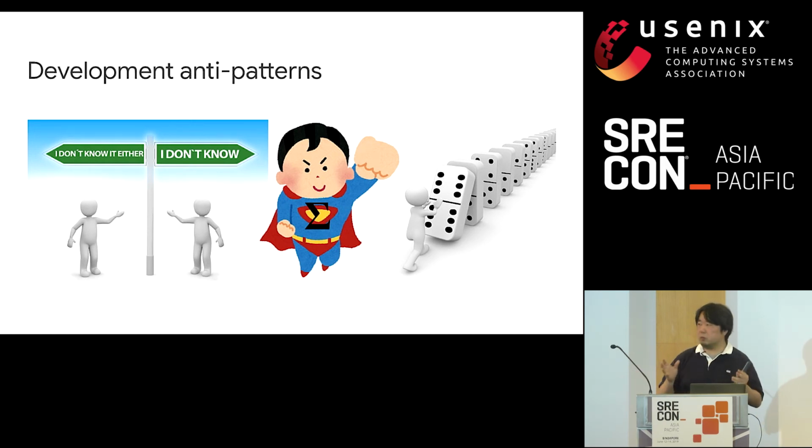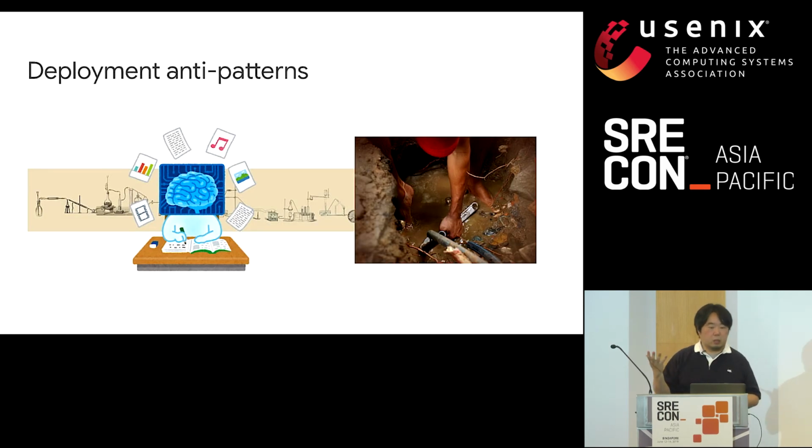And you have to be careful about CACE, change anything, change everything, because it's a special behavior you can see only in the machine learning system. In the deployment phase, you have to avoid those emergency programming done by the data scientists. So this is a role for the SREs and the ops people.